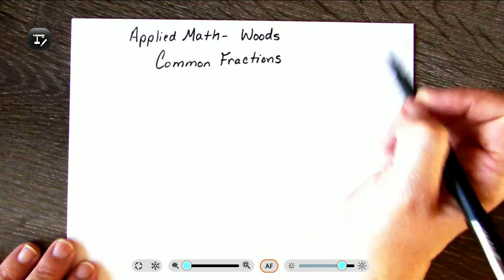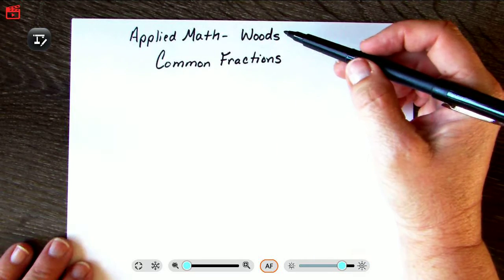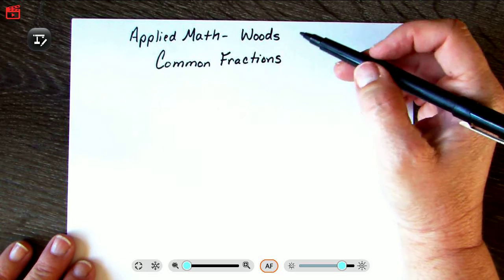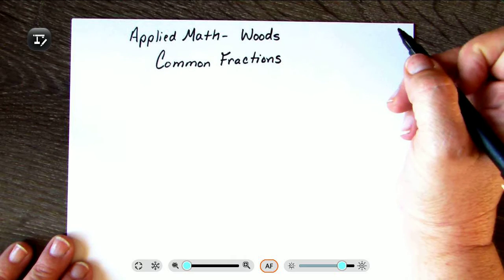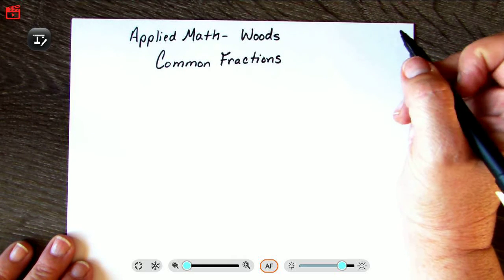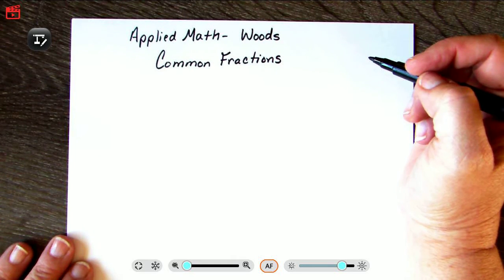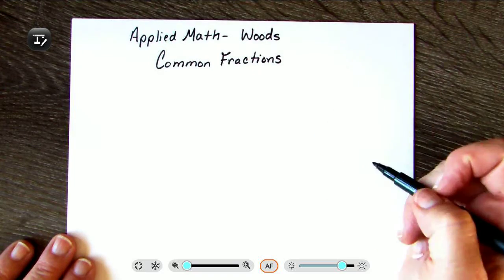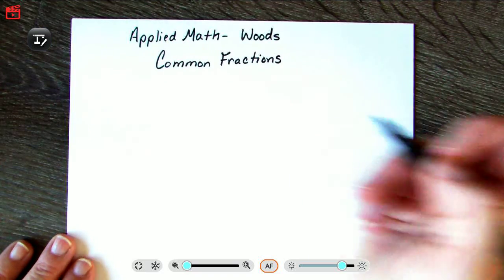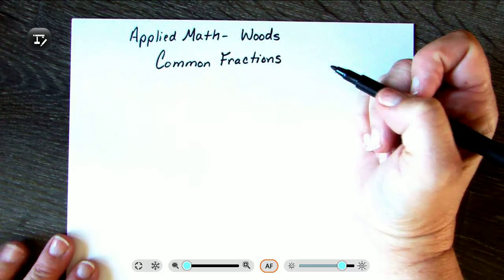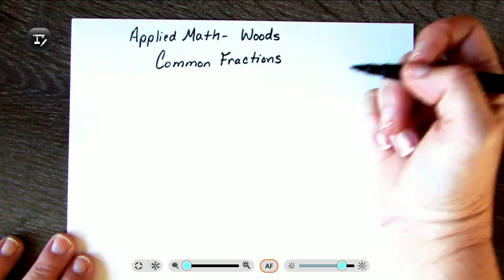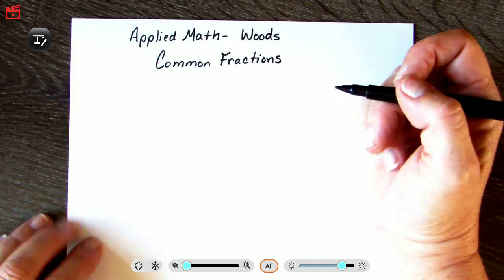Hi everyone, this is Applied Math for the Wood Tech program at Western Technical College, and today we're going to talk about common fractions. In your line of work, which will hopefully be building things someday, you're going to incorporate a lot of fractions because we usually don't have things that are exactly 3 feet, 7 inches. We do break our inches up into smaller pieces.